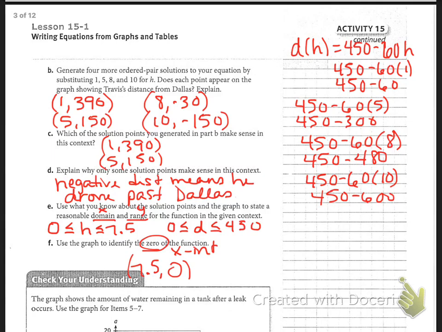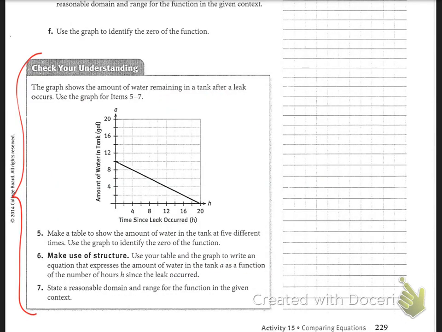What I'd like you to try tonight is problems 5, 6, and 7. You can simply make a table over here in the margin where it's giving you h and it's giving you gallons. You could use g. And create a table. Notice the scale is by 2s. So make your table accordingly. Use the graph to identify the zero of the function. And we're going to look at that tomorrow.